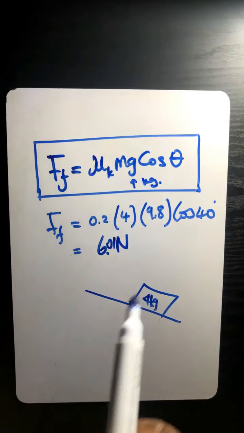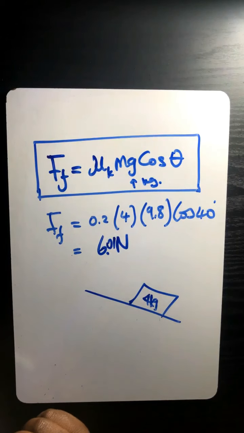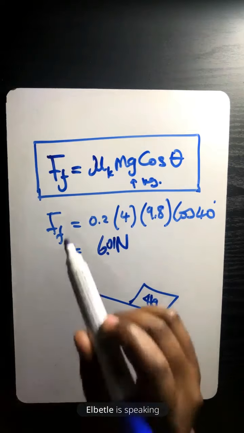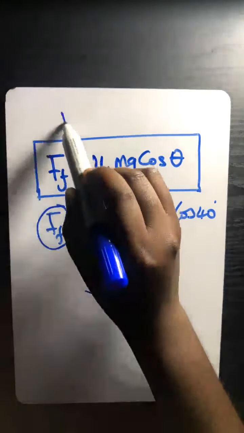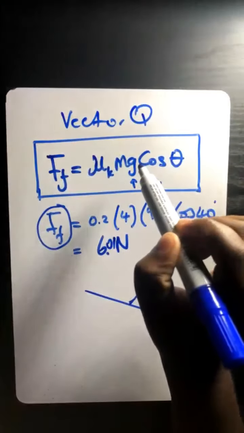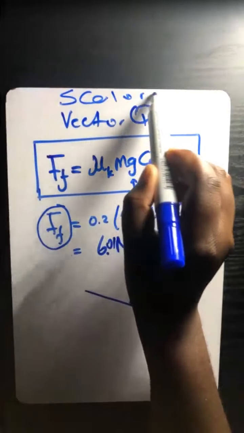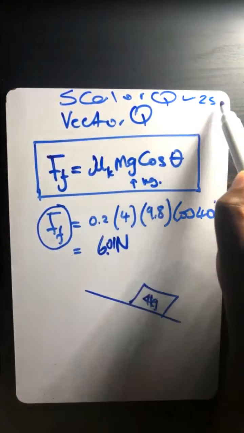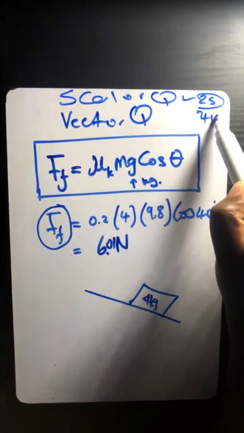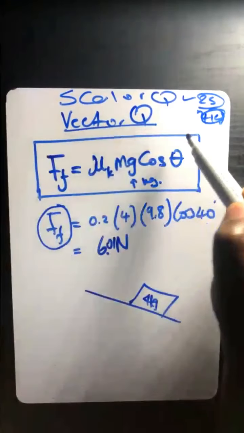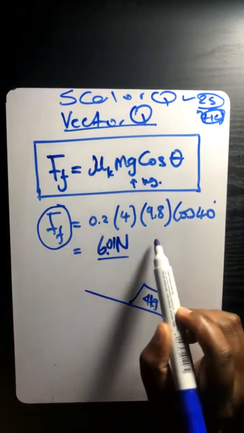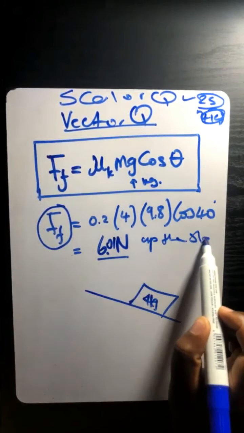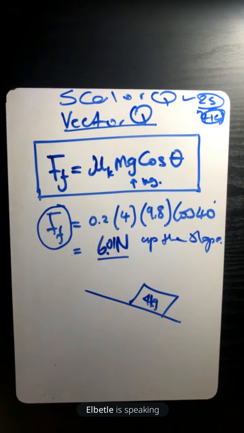And again, tell me, why are we supposed to mention the direction? Because they want to know where the frictional force is acting. So it's because force is a vector quantity and not a scalar quantity. So the difference between the two is because, for example, time, you can only say 2 seconds. There's no direction there. Mass is 4 kg. There's no direction there. But when it comes to force being a vector, you give the magnitude and also the direction to say up the slope. Makes sense? Yes, sir. 100%.